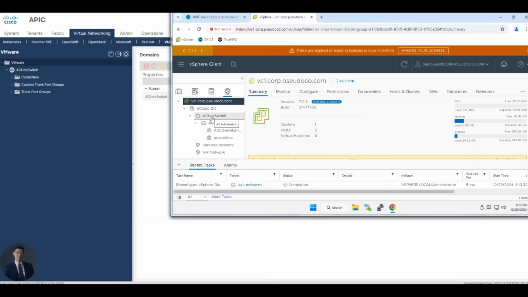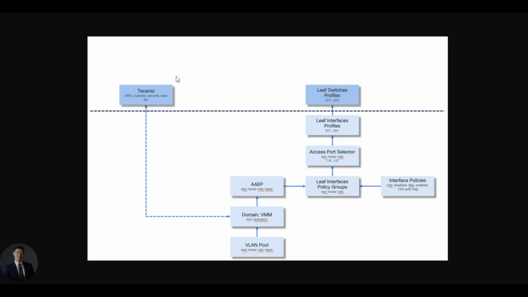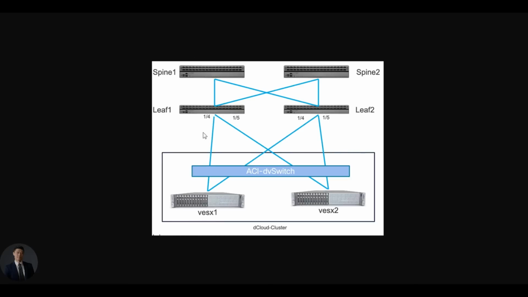We now use the interface configuration wizard to create the following configuration for the UCS server to connect to the ACI fabric. The UCS server connects to leaf interfaces 1/4 and 1/5 on both switches, as shown in this diagram. Take a look at this creation, what we have to do. Let's return to my APIC.